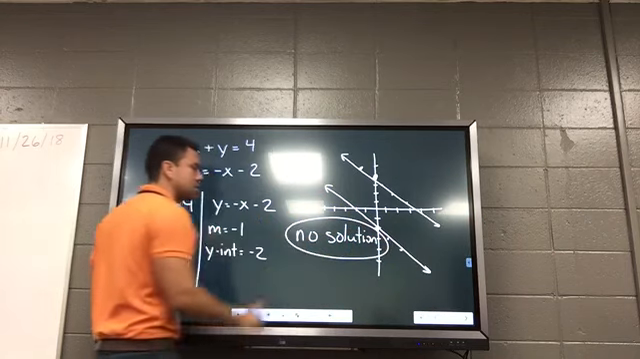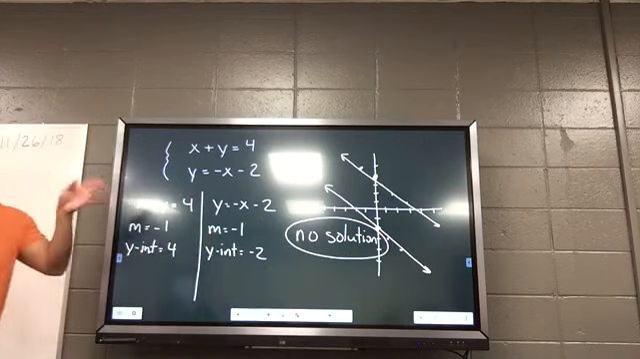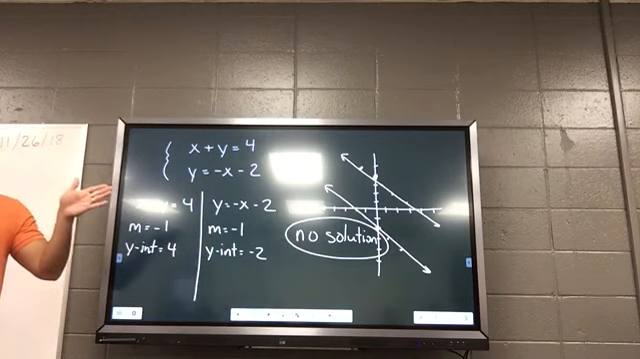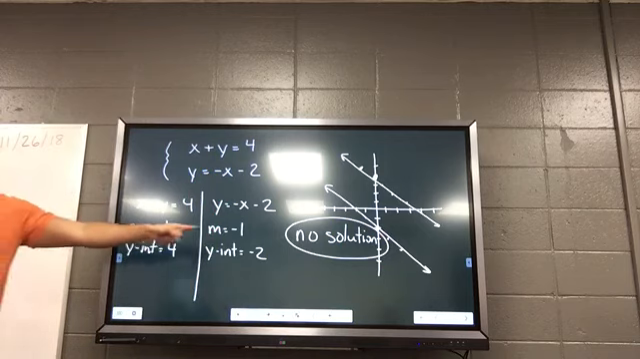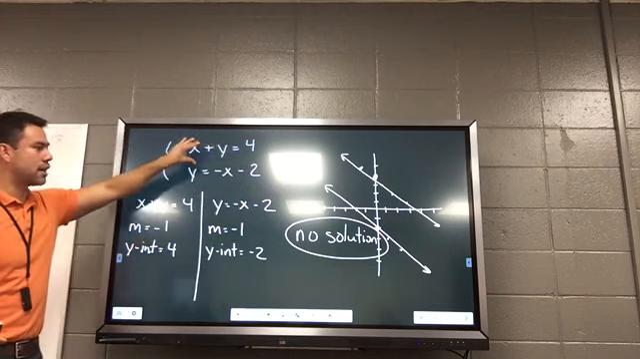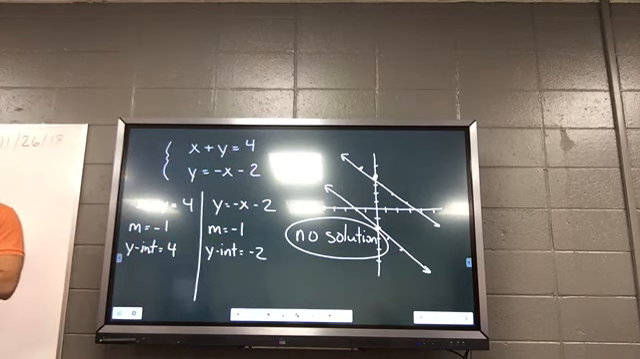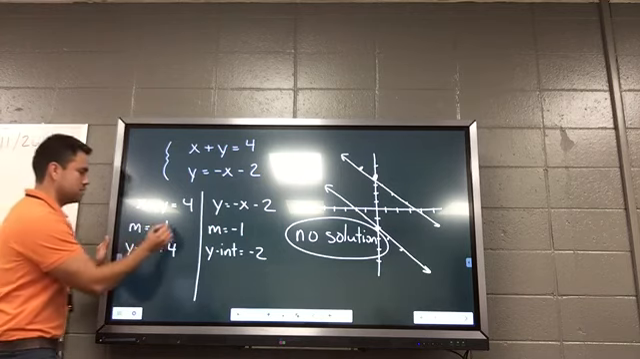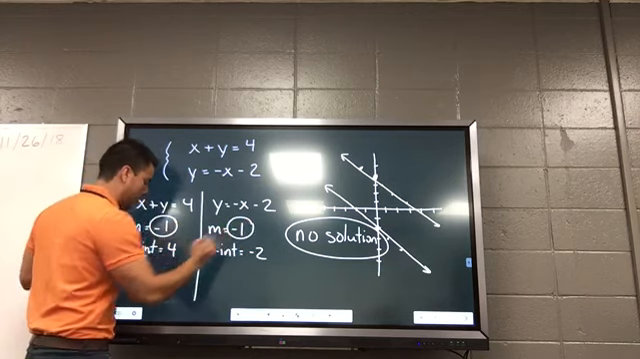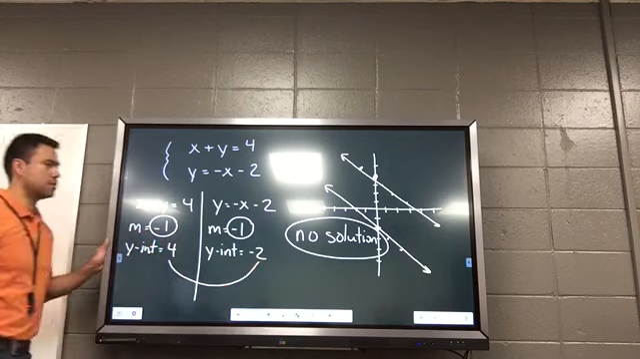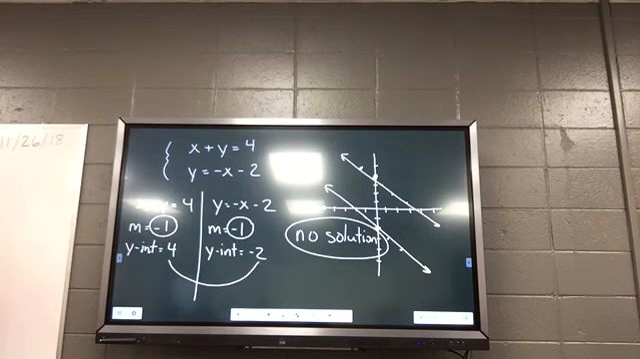Are there any points that these two lines share at the same time? No solution. They'll never intersect. Parallel lines do that. How do you know that they were parallel lines? They had the same slope and they had different y-intercepts. Yep, that's how you knew that they were parallel lines.